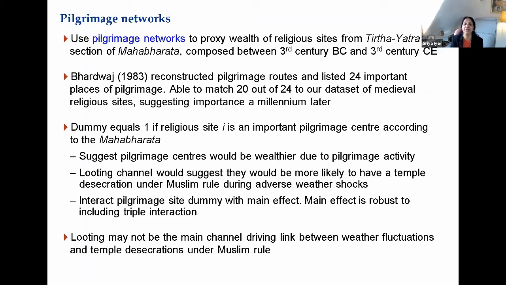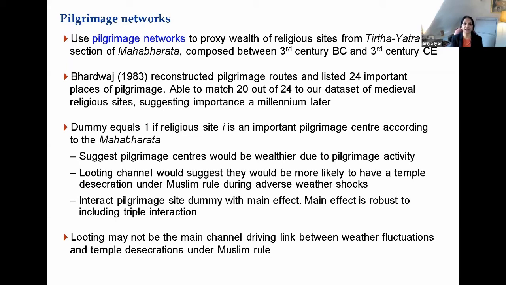Tirthyatra is pilgrimage. And this was composed between the 3rd century BC and the 3rd century CE. Bhardwaj, in his book, reconstructed pilgrimage routes and listed 24 important places of pilgrimage. We were able to match 20 out of those original 24 to our data set. And because our data set is a millennium later, it suggests the importance of these sites.